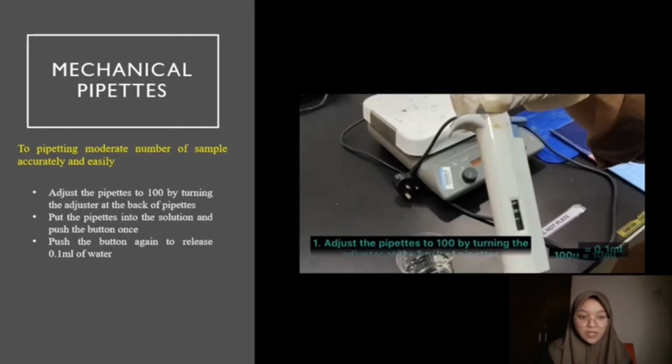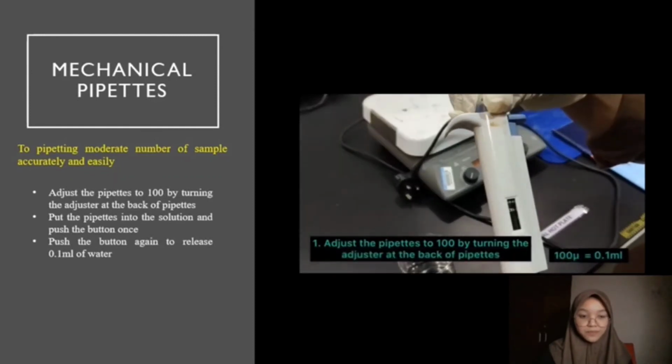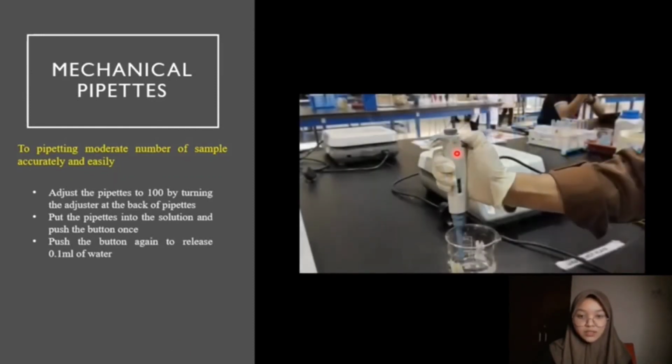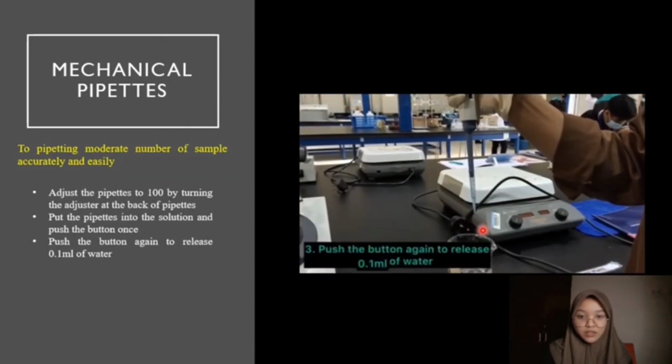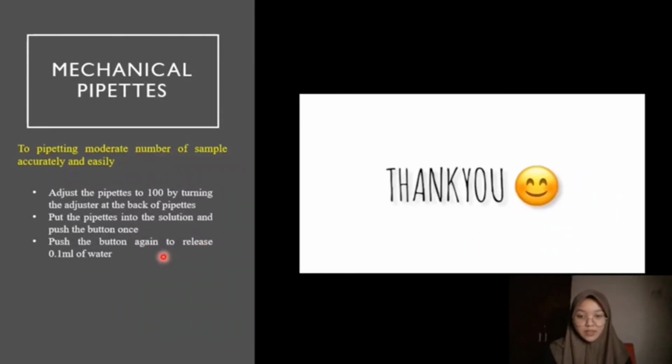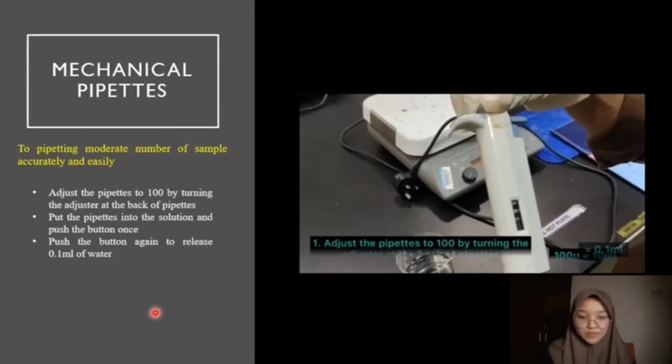So for the next step, put the pipettes into the solution and push the button once. And lastly, push the button once again to release 0.1 milliliter of water. So I will show you the video. And okay, this is the adjuster. Turn the adjuster, push the button, and push again so that the pipettes will release the water. Okay, so let's proceed with the next equipment.